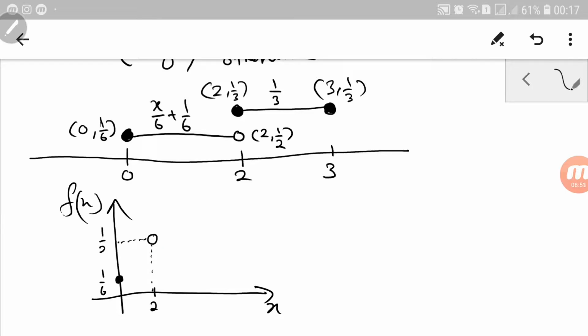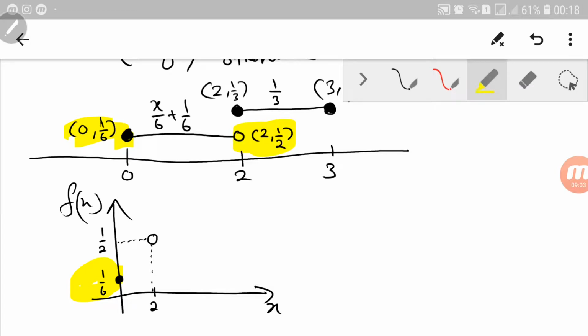Okay, this is half. And then you see this point is this one, while the open circle is this one. So let's proceed. Let's join the circles with a straight line. Why is it a straight line? Because this line represents this line, and this is a linear equation.